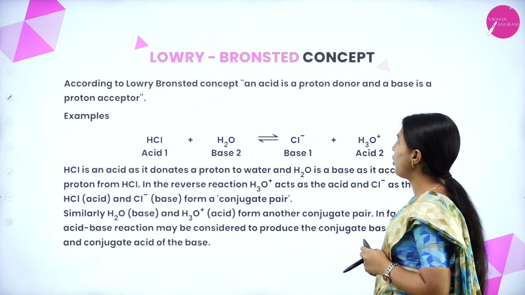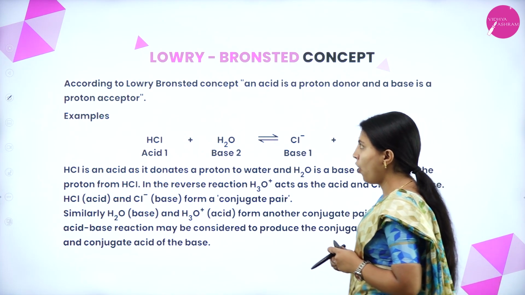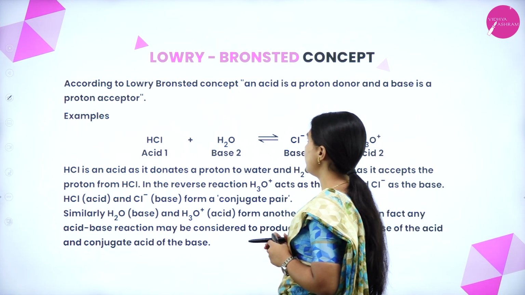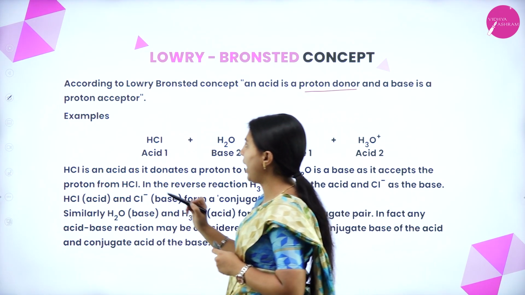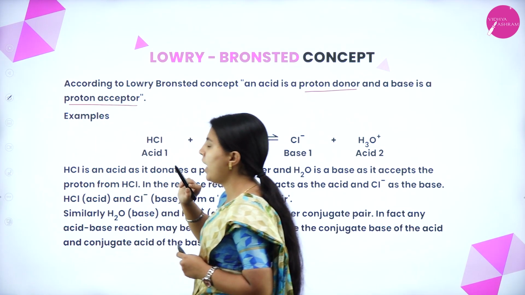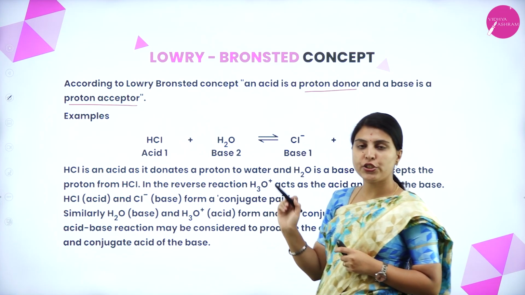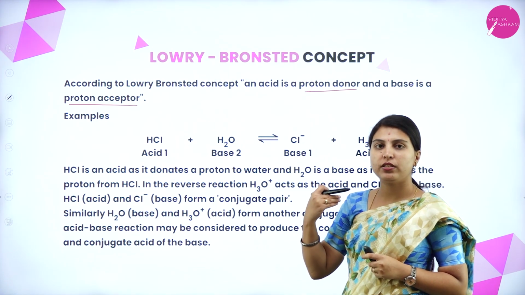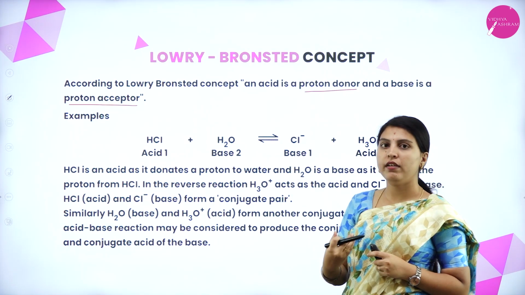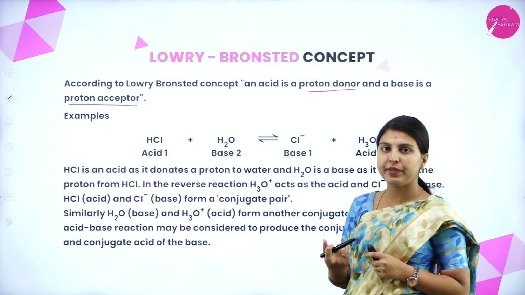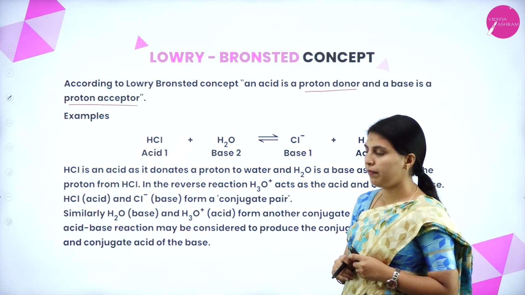Next, Lowry-Bronsted concept. According to Lowry-Bronsted concept, an acid is a proton donor and a base is a proton acceptor. Proton means H+ ion. Whenever H+ ion is donated, it will be an acid. Whenever H+ ion is accepted, that will be a base.